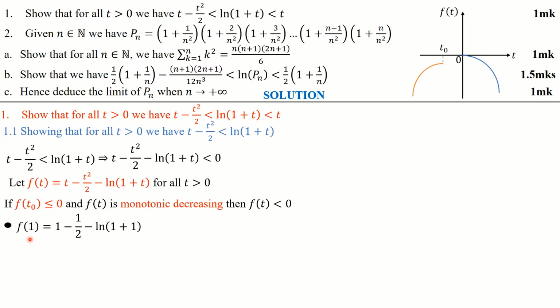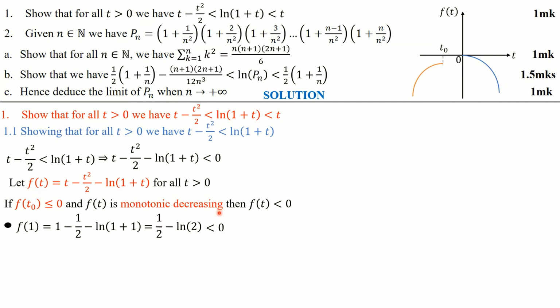If I take 1 as my initial value of t, f of 1 is, anywhere I see t, I fit 1. So I have 1 minus 1 squared on 2, which is 1 minus half, then minus ln of 1 plus 1. Now 1 minus half is half, minus ln 2. Now half is 0.5 and ln 2 is 0.69. So when I subtract the two, it's going to give me a negative value. So I see that my f of 1 is less than 0. First condition satisfied.